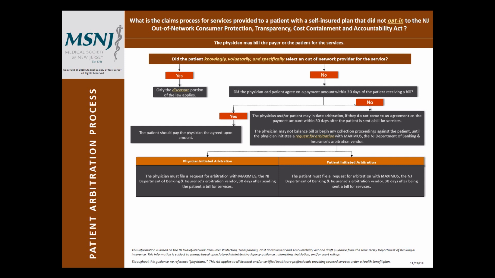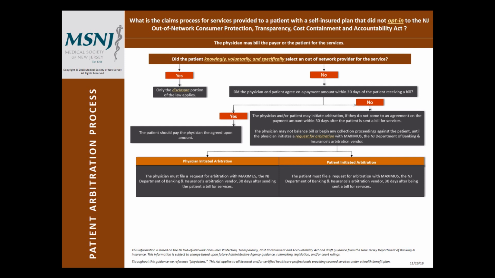So the next step in this process is to differentiate between physician-initiated arbitration and patient-initiated arbitration. Let's take physician-initiated arbitration first. What do they have to do? The physician has to file a request for arbitration with Maximus, the vendor for the state of New Jersey, 30 days after sending the patient a bill for services. So you send a bill, you don't get paid for 30 days, your option at that point becomes ripe to submit your dispute to arbitration.